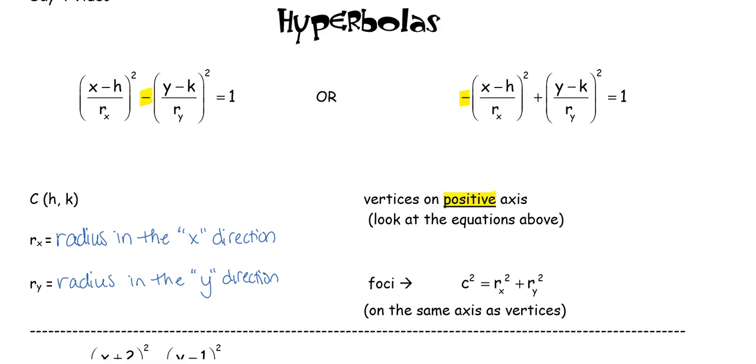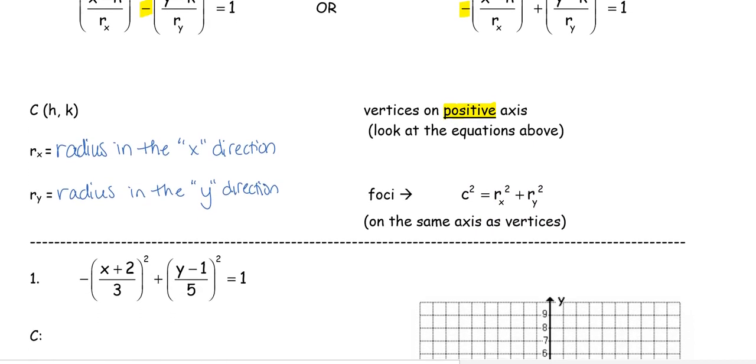So with the ellipse, we had a major and a minor axis, the major being the larger radius and the minor being the smaller radius. That's not going to come into play here. For here, we're going to pay attention to which one is positive and which one is negative. The foci are going to go on the same axis as the vertices. Yesterday with the ellipses, we did the larger one squared minus the smaller one squared. For the hyperbola, we are going to add the radii squared. So you don't have to worry about which one comes first and which one goes second. You're just going to square both of them and add them together.